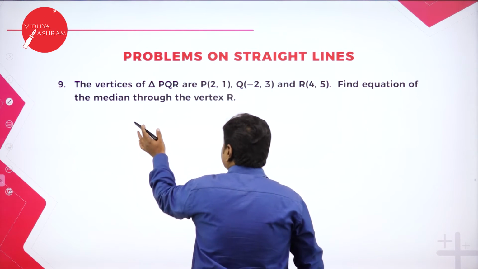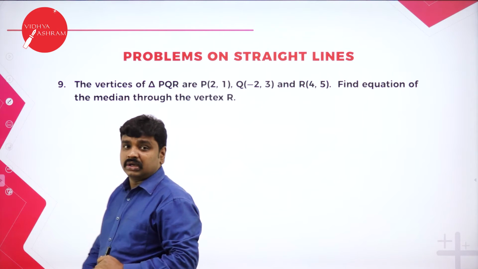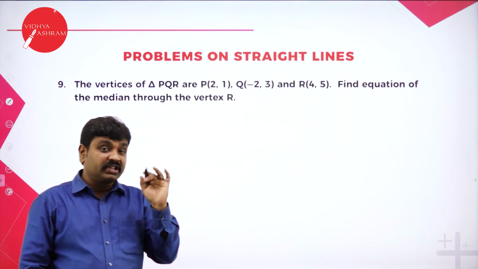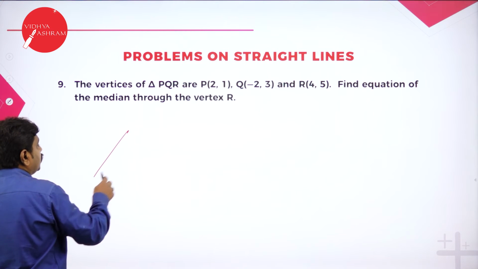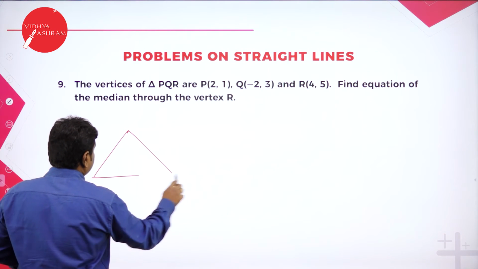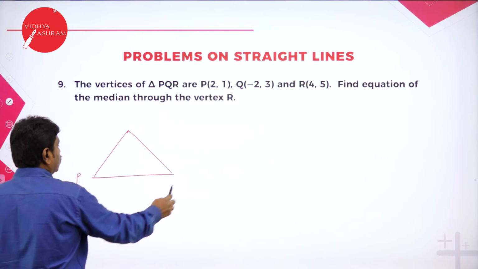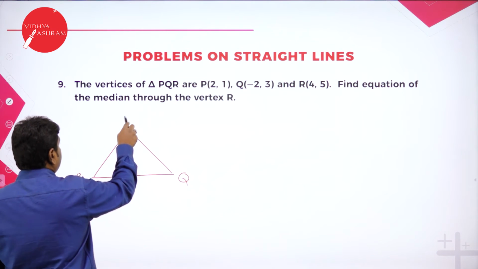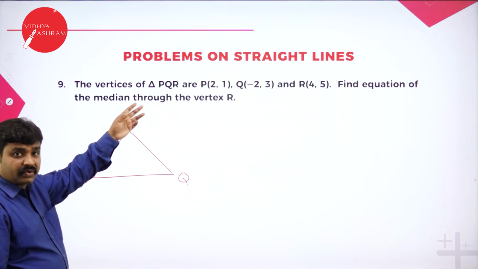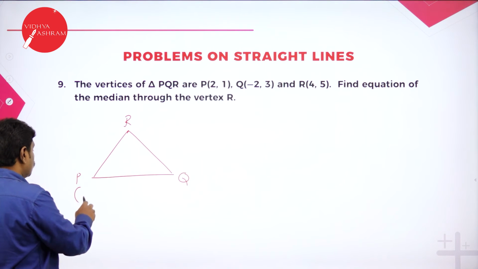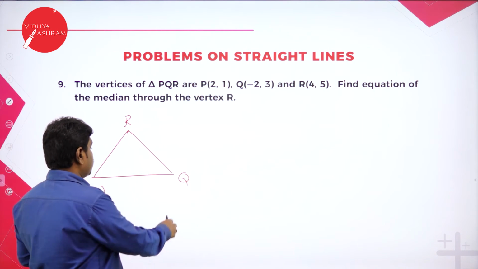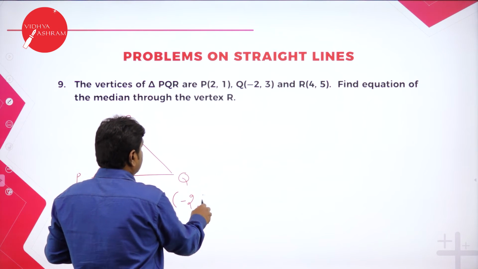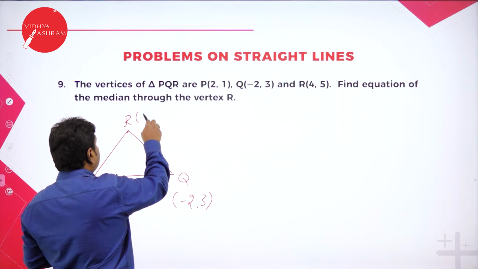They want you to find the equation of median through R. Please understand, they want you to find the equation of median through R. So I'll draw PQR. I'll assume P here, Q here, and R here. What is P given? P is (2, 1). What is Q given? Q is (-2, 3). And R is (4, 5).